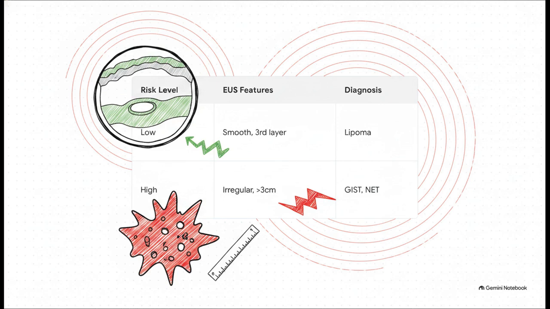So if you see smooth margins, a homogeneous look, and a hyperechoic lesion in that third layer, you're probably just looking at a benign lipoma. But if you see irregular margins, it's over 3 centimeters, or you spot cystic spaces or echogenic foci, that's when the alarm bells should be ringing. Those high-risk features strongly point to a potentially malignant GIST or NET, and that demands immediate action.